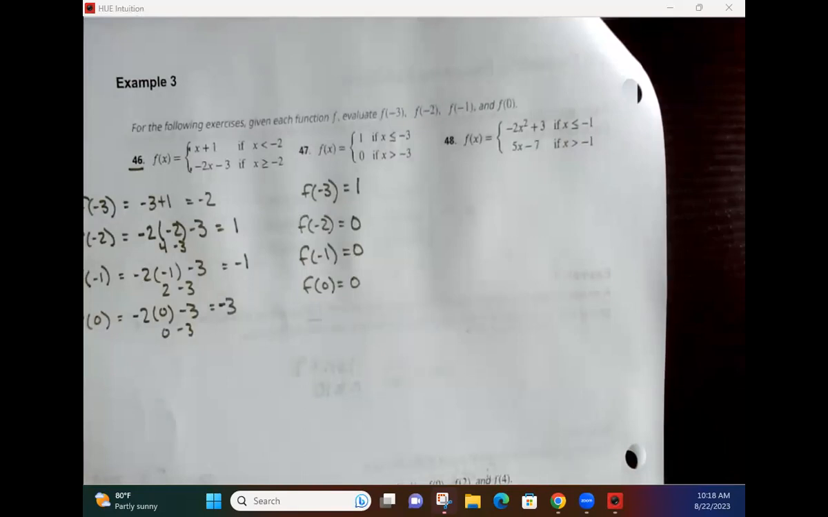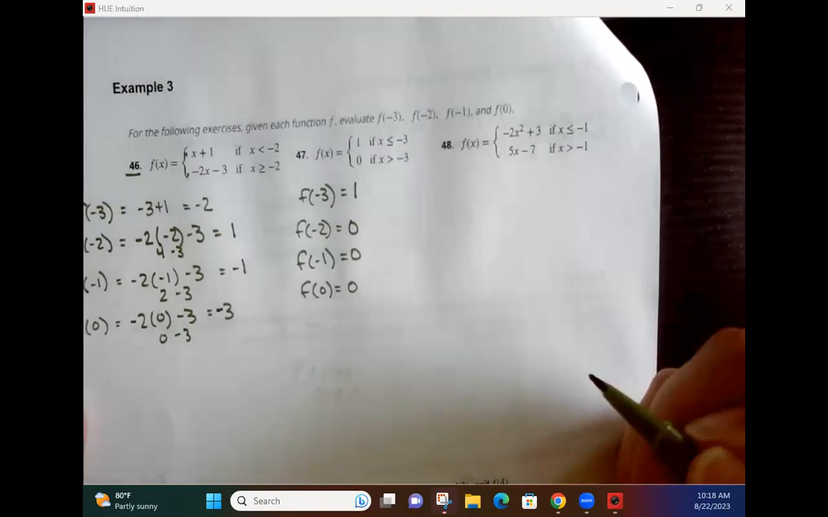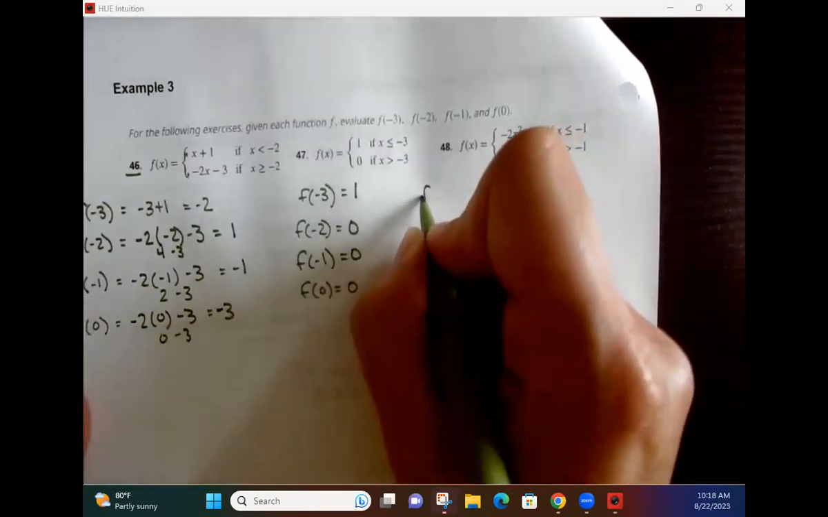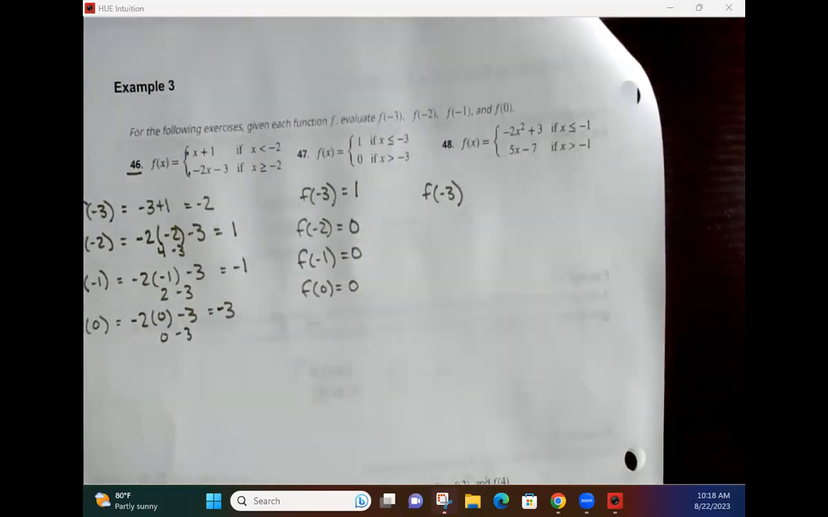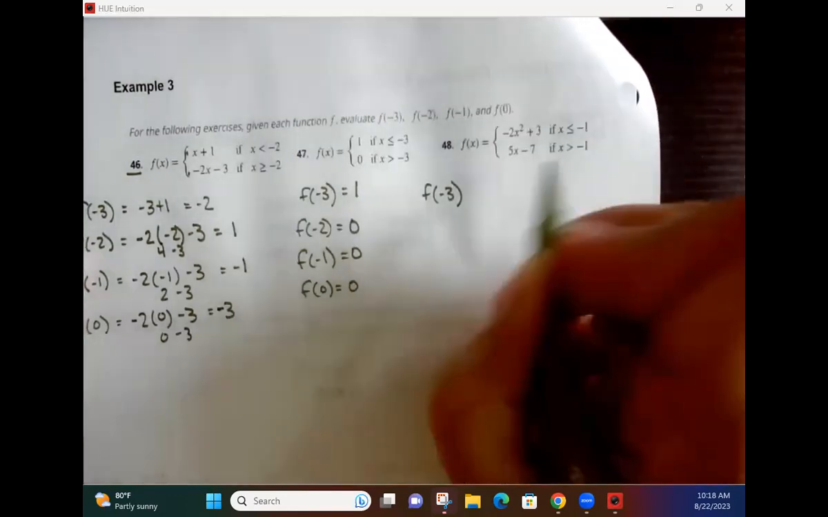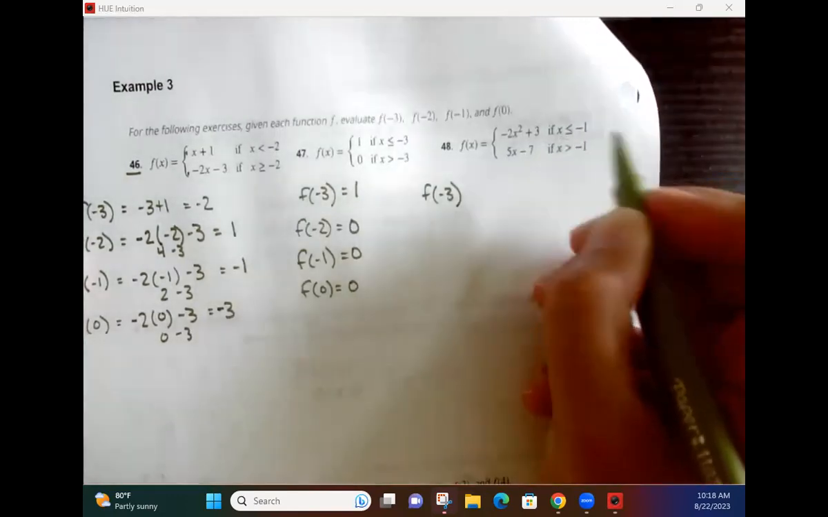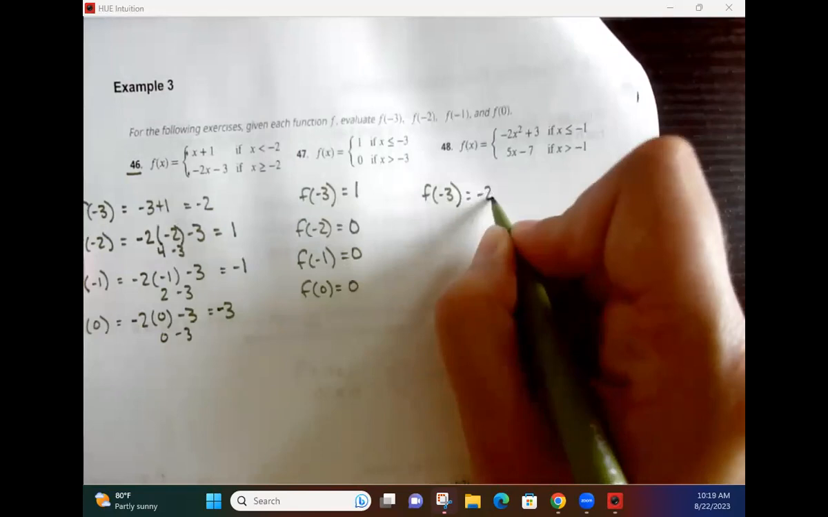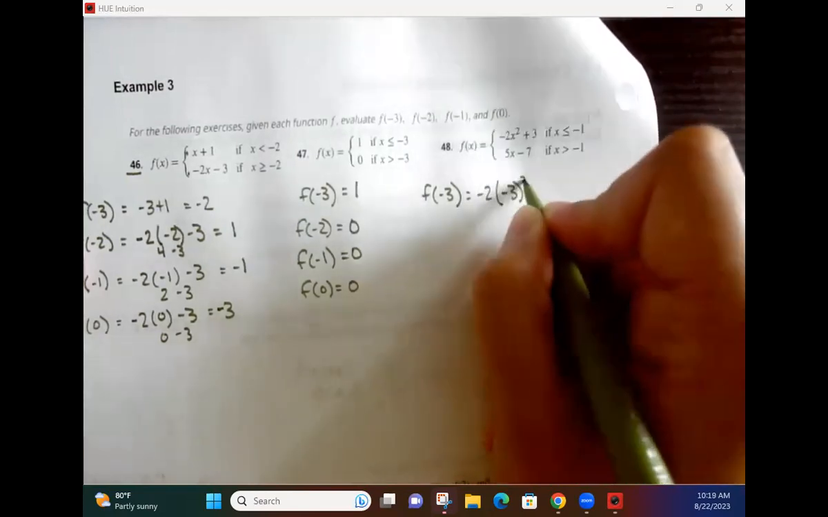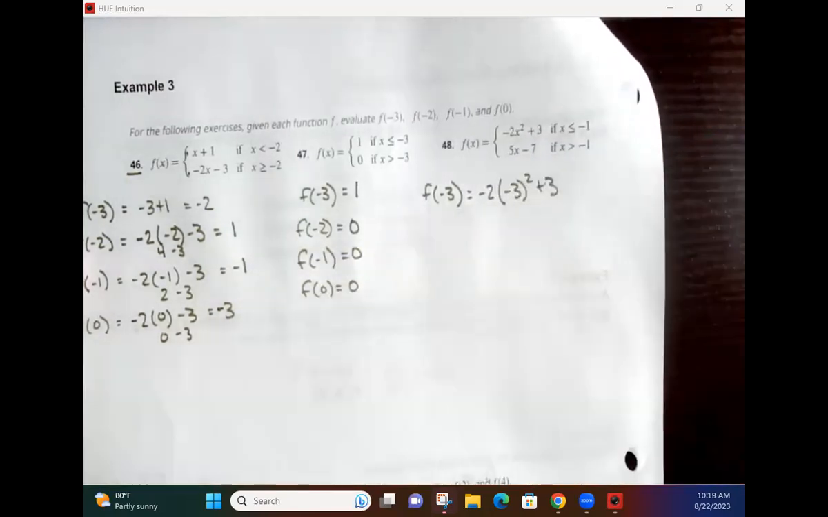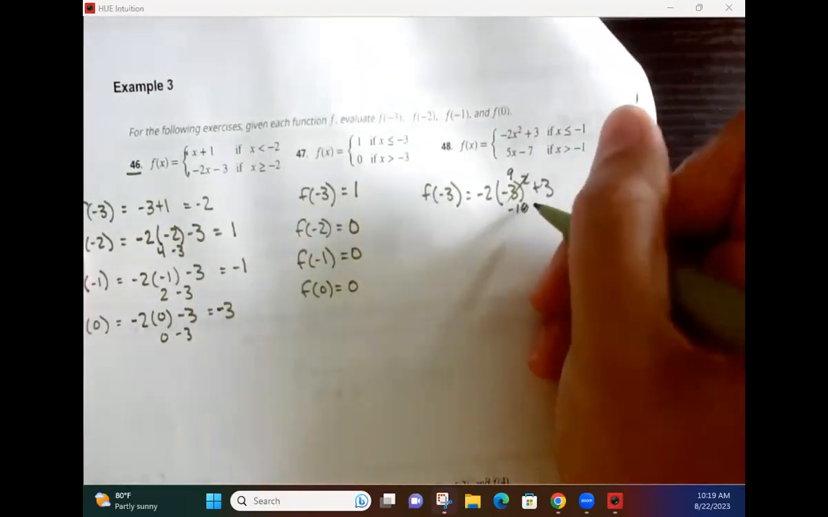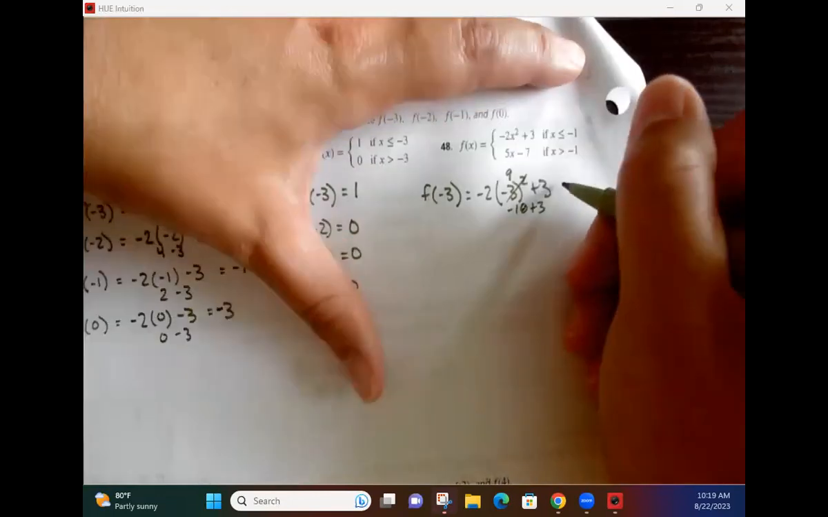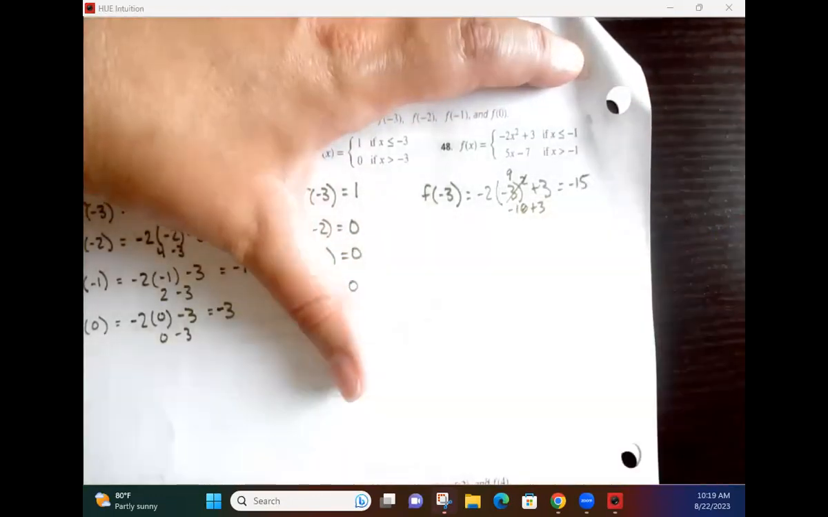We'll do one more together. So for 48, we want to find f of -3. Which piece will I look at, the top piece or the bottom piece? The top piece. -3 is less than or equal to -1. This would be -2 times -3 squared plus 3. That would be 9, -18 plus 3 would be -15.